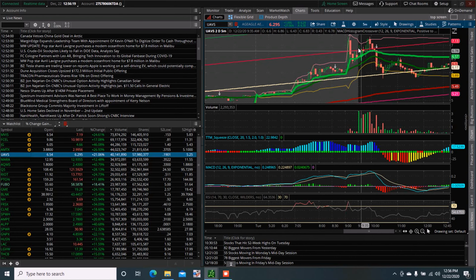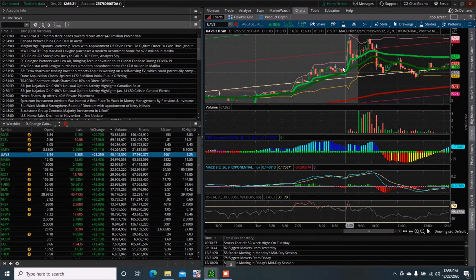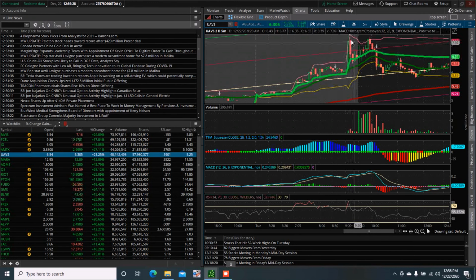Here we are at the open. Well, let's back up a second. Here is a massive green candle right before the open. That is something that would concern me personally. I don't hold into the open, so when I saw that massive candle, if I was in this, I would have sold right then and there. I would have been out.